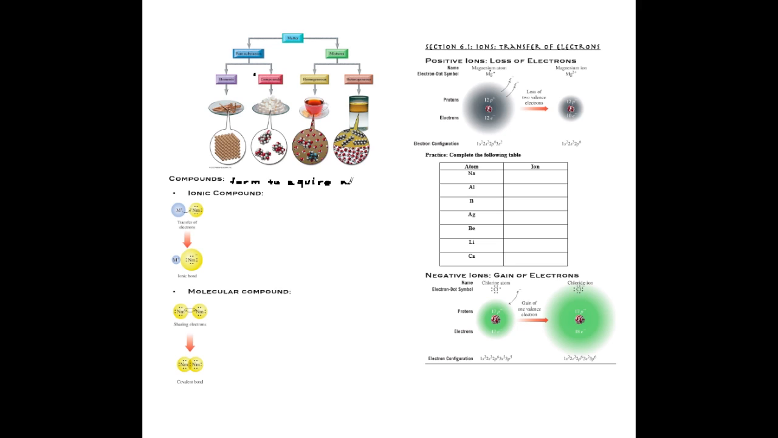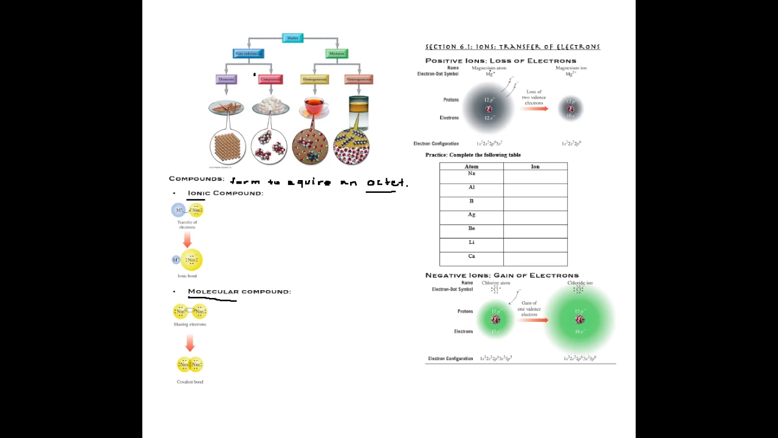Now, before you think, oh my goodness, this is all brand new stuff, this actually is review. Octet, when something has an octet, that means it has 8 valence electrons. So that means that it has the electron configuration of a noble gas. So the reason why ionic compounds and molecular compounds form is so that the elements that are involved can have the electron configuration of a noble gas, because that's what's stable, having this octet, 8 valence electrons.